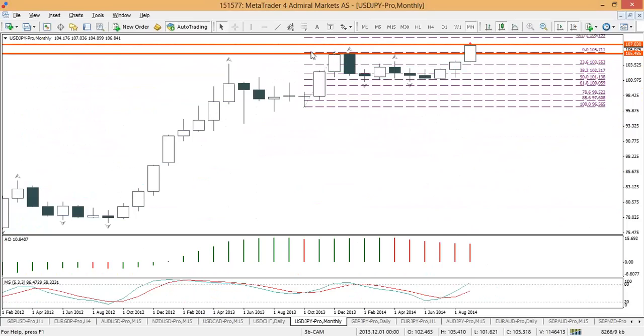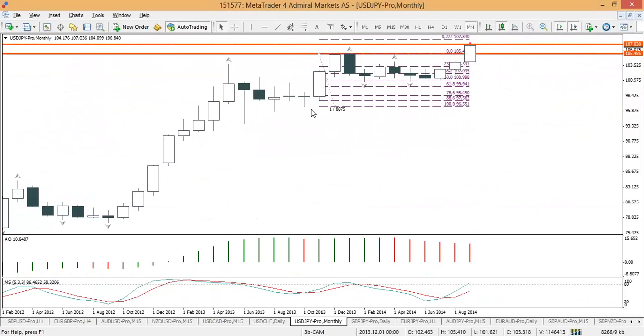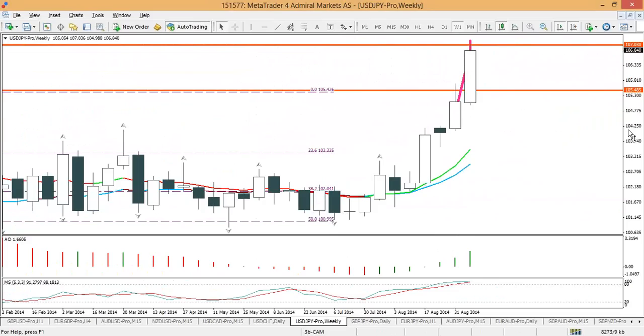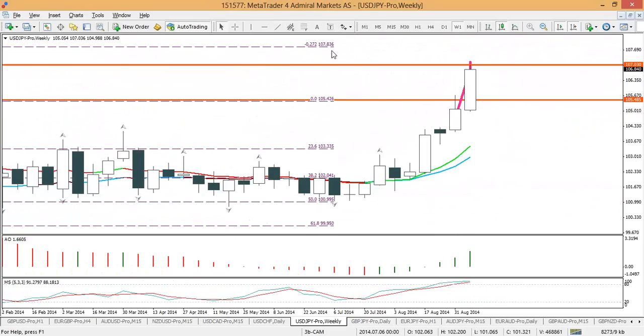Did I have it correct here? Huh. Oh, you see, I didn't have it correct. It's 107.80. It was just misplaced. Okay. Well, roughly 107.80ish is that zone. Okay, so that's the minus 272 target.